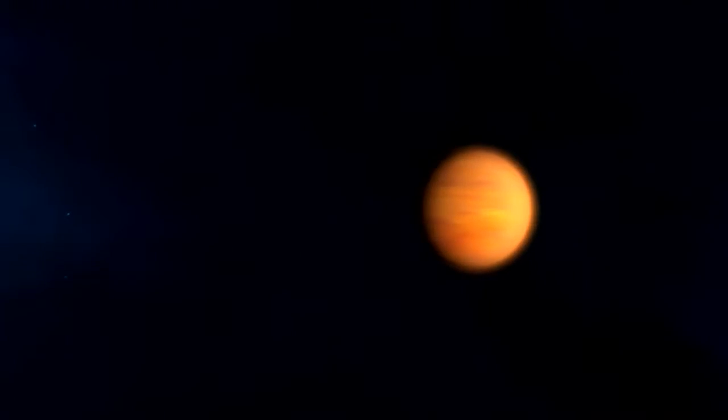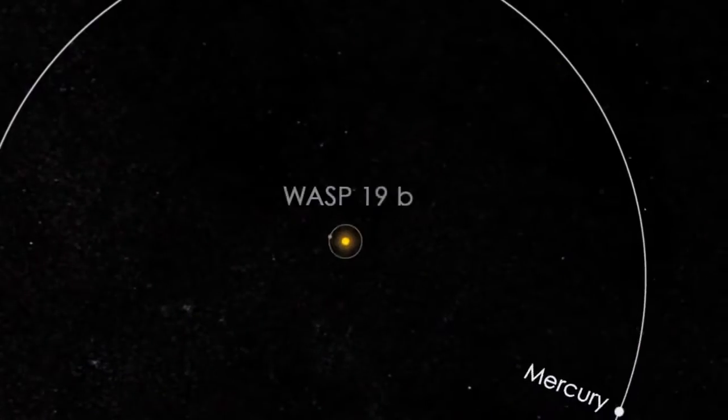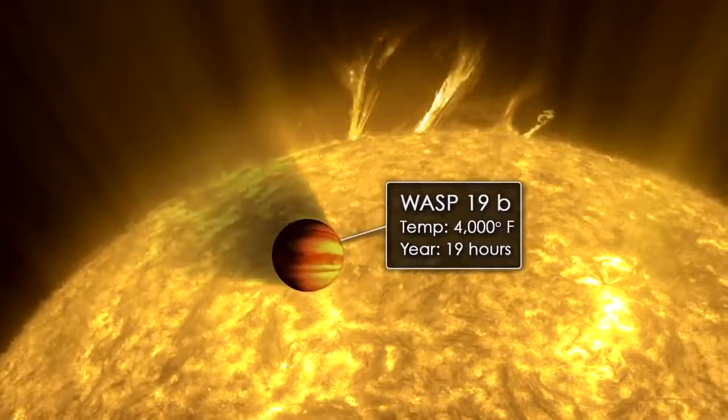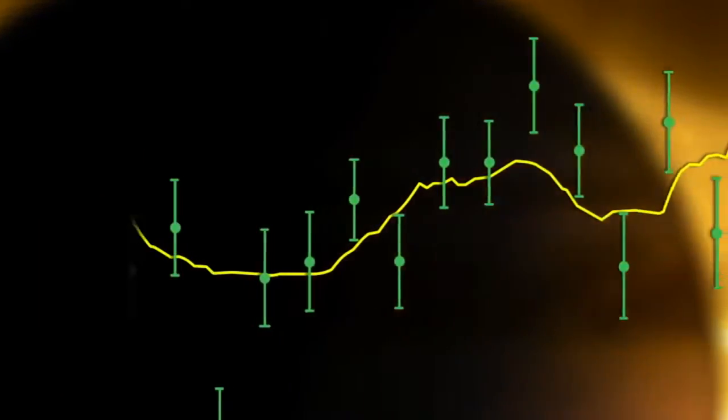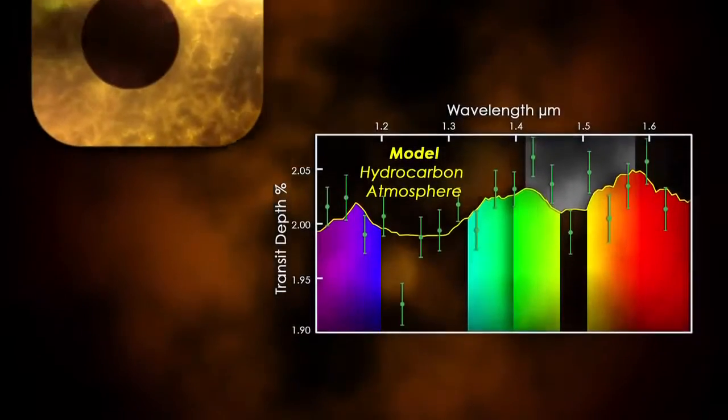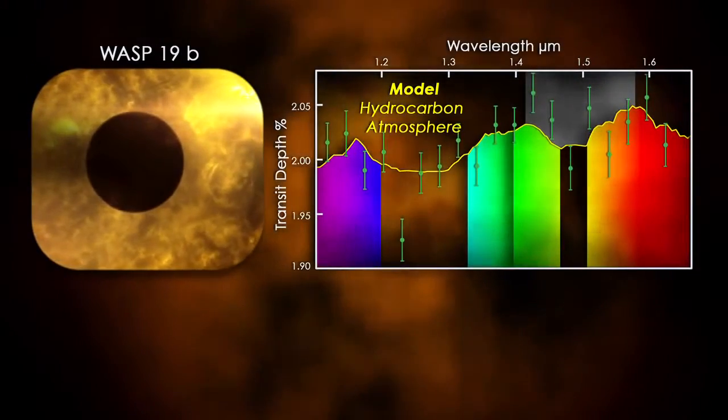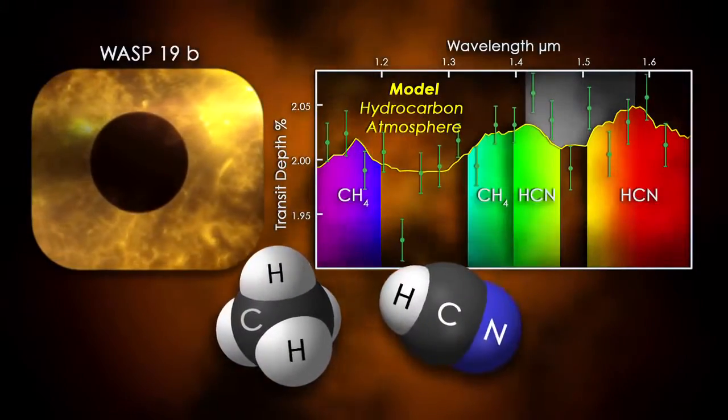At one extreme are hot Jupiters like WASP-19b, a boiling gas giant that orbits its star far closer than Mercury orbits our Sun. Visitors who could survive the heat might complain about the air quality. Planet WASP-19b's jagged transit depth curve suggests a deep atmosphere of poisonous hydrocarbons, with methane and hydrogen cyanide far more abundant than water.